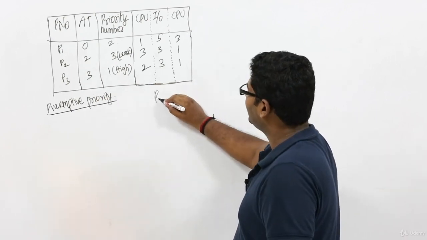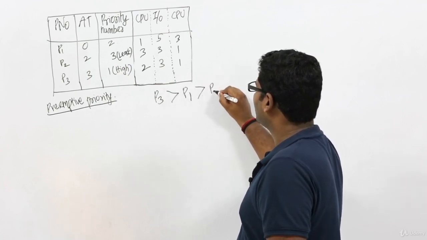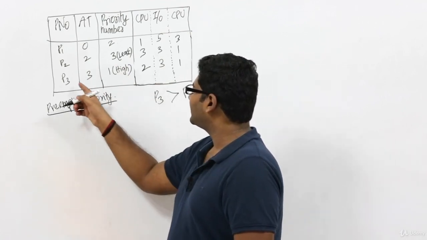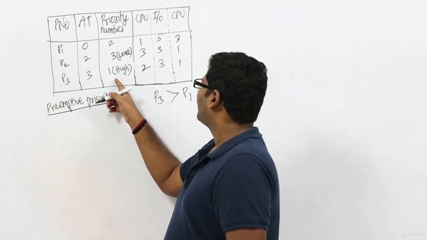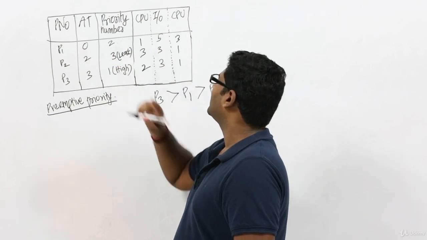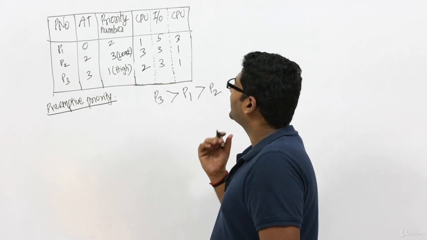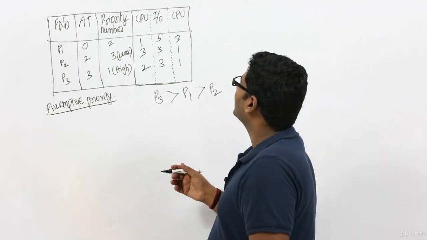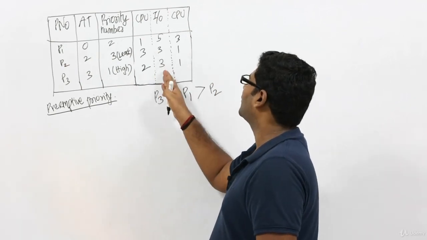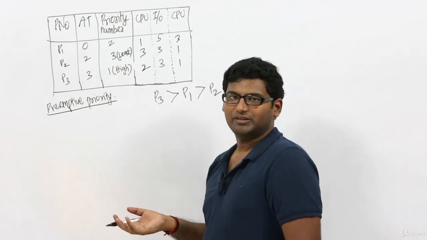priority of process P3 is higher than P1, which is higher than P2, okay? Why? Because P3 has the smallest number, followed by P1, followed by P2. That is what we can understand from the table. Also, they have given that our turnaround time consists of CPU time, followed by IO time, followed by CPU time. Now we need to calculate the CPU efficiency percentage.